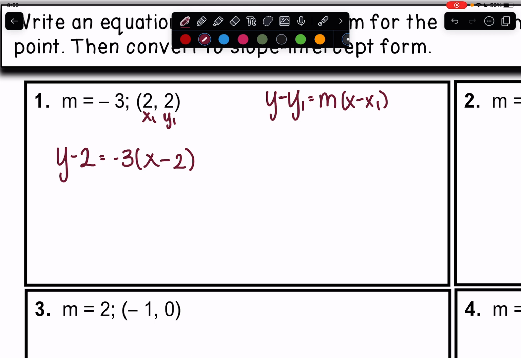The second step is to solve this. So we go through that two-step process. The first step is always to distribute. So I'm going to multiply the -3 inside the parentheses. So we get y minus 2 equals -3x.